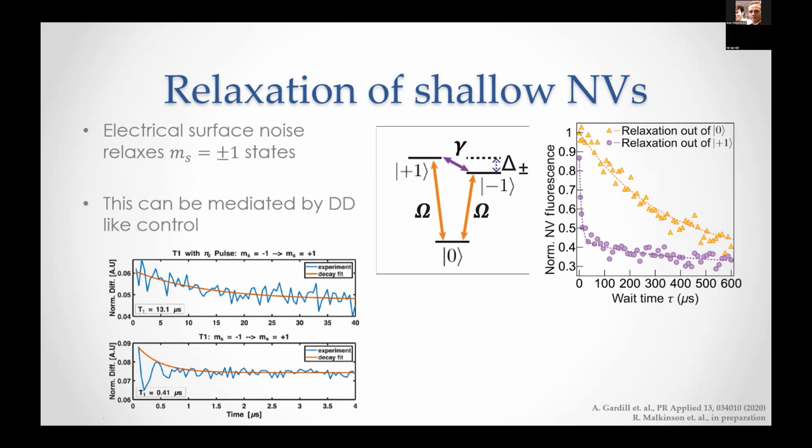And what causes them to relax faster? Noise on the surface. So the phonons are there. They always couple to everything. But noise on the surface at low magnetic fields actually allows for this transition to happen efficiently. This is an electrical coupling that causes this relaxation to be more efficient or faster than for the zero state.